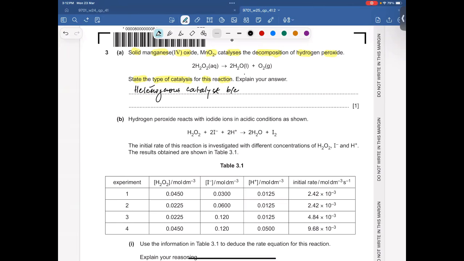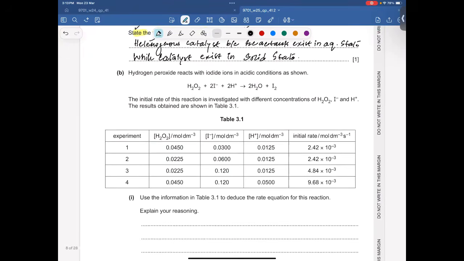Because the examiner is looking for the explanation also. So I have stated that it is a heterogeneous catalyst. I am explaining because the reactants exist in aqueous state while the catalyst exists in solid state, which means both of them exist in different physical states.